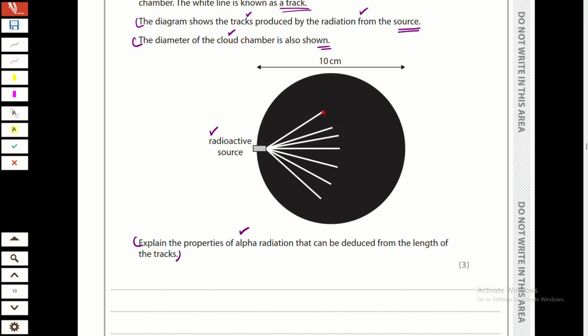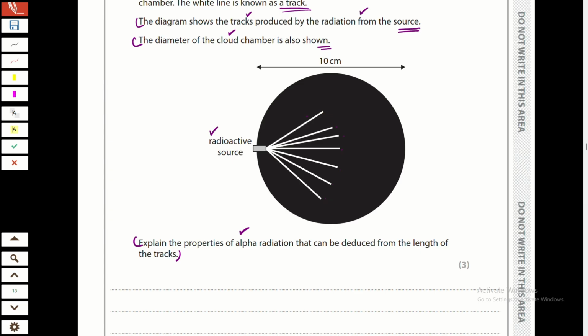Then we can also observe that these tracks are much shorter compared to the diameter of the cloud chamber, and this indicates that the alpha particles are highly ionizing or poorly penetrating. Since they are highly ionizing, they are absorbed by the particles in between their path, and since they are poorly penetrating, they can't penetrate the medium they are in, and hence they are absorbed very quickly, or within short ranges.